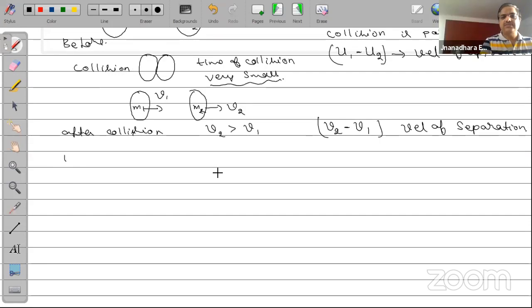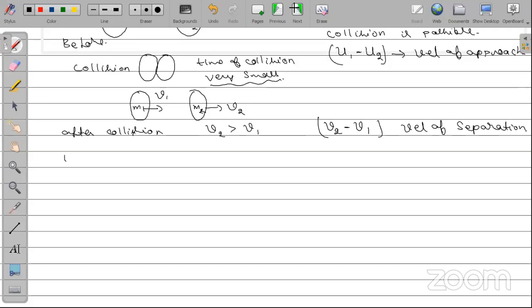Greater than v1. v2 minus v1 is called the velocity of separation. Okay, I'm now going to my next page.